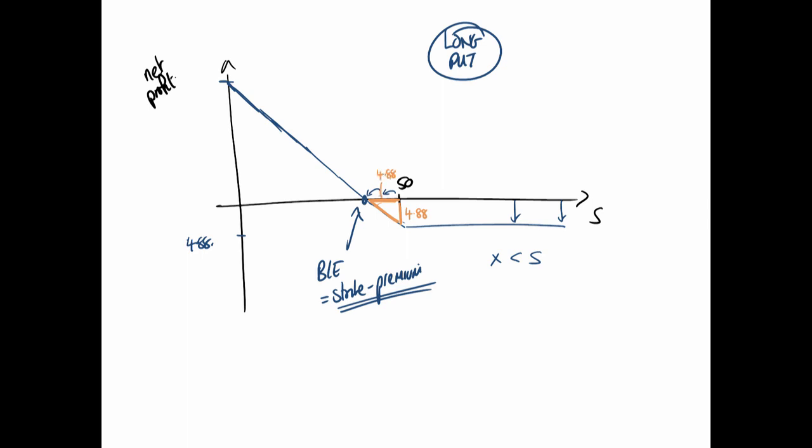And we knew that, didn't we? Because this break-even is 50 minus 488, the premium. Similarly, there's another triangle here. This distance here, well, what is that?